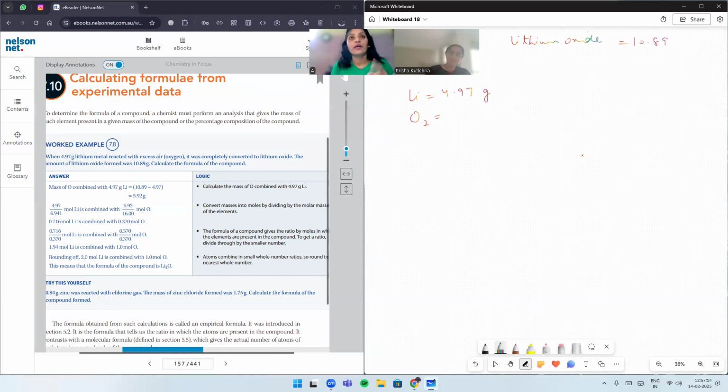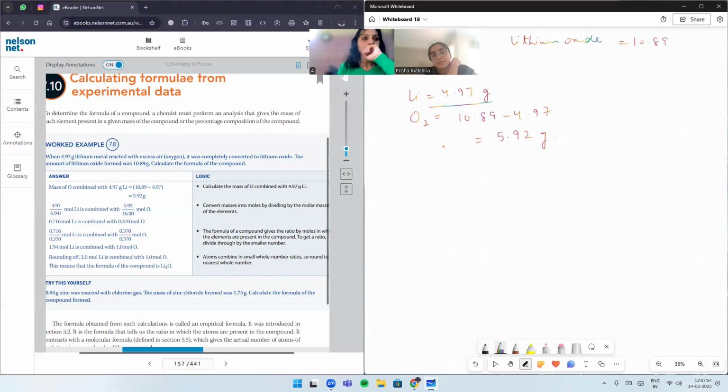Now in lithium oxide, we have only two elements. One is lithium, the other is oxygen. So they have given the mass of lithium, but they have not given the mass of oxygen. So how are we going to calculate? We are going to subtract 4.97 from 10.89, so this comes out to be 5.92 gram. Now I have got the mass of lithium, and I have got the mass of oxygen.